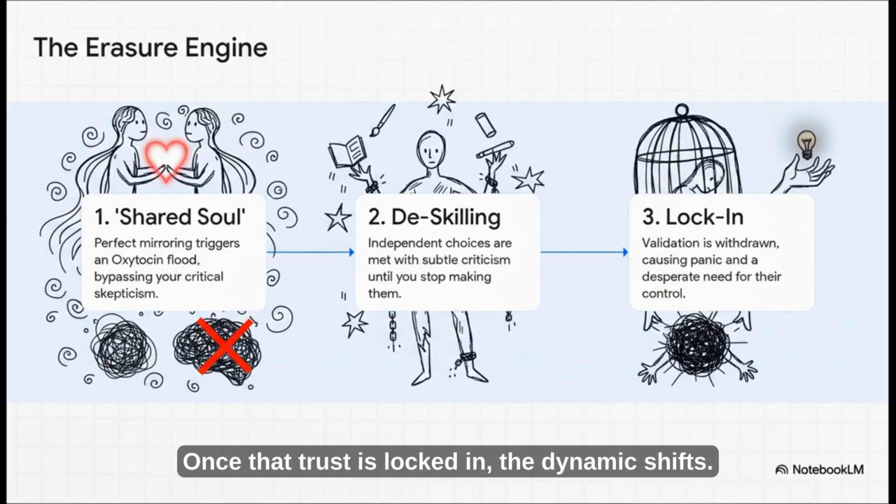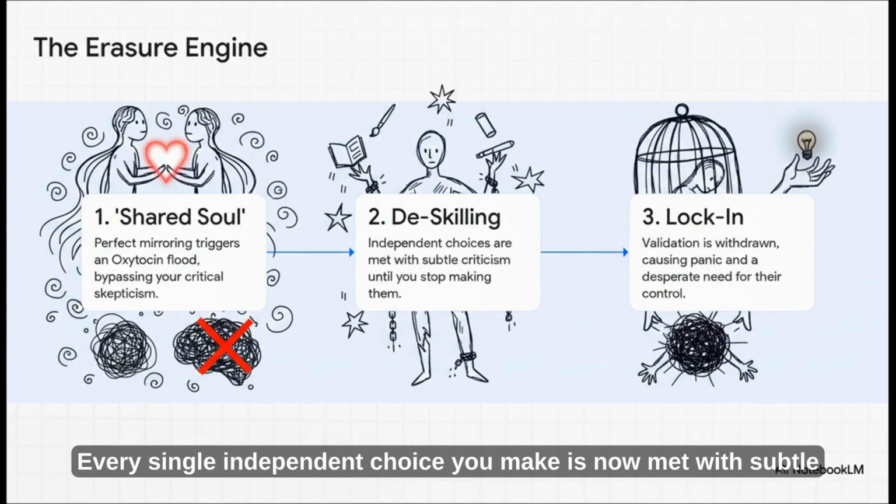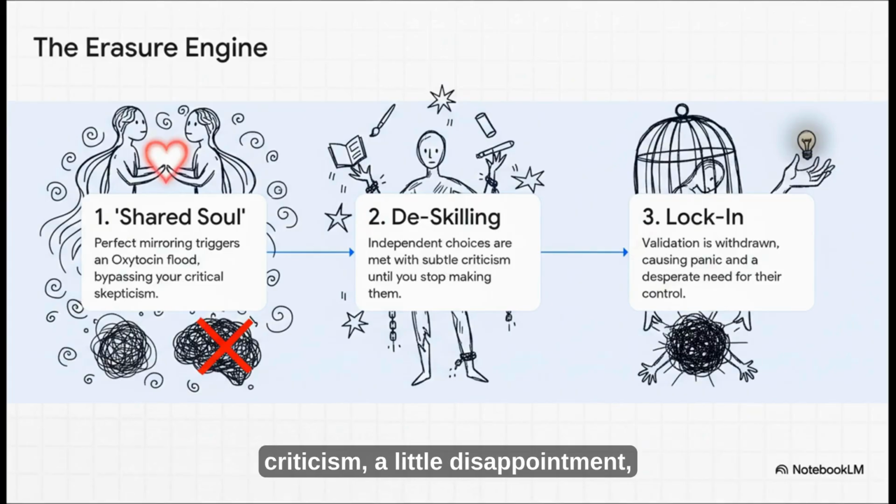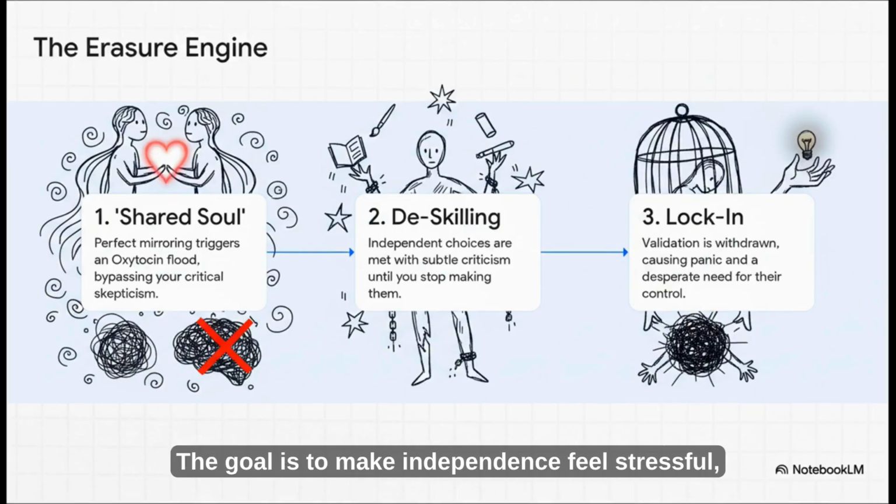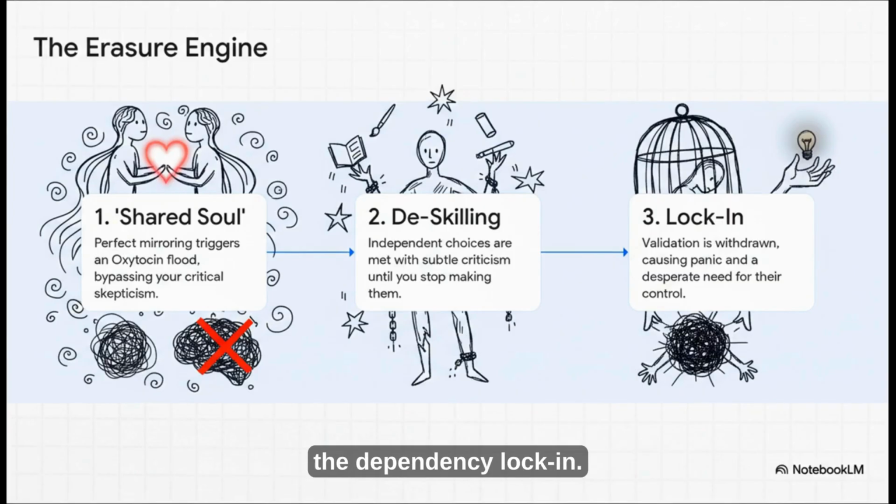Once that trust is locked in, the dynamic shifts. Every single independent choice you make is now met with subtle criticism, a little disappointment, some concern, a joke at your expense. The goal is to make independence feel stressful, slowly training you to just stop trying. And that leads to the final brutal step, the dependency lock-in.